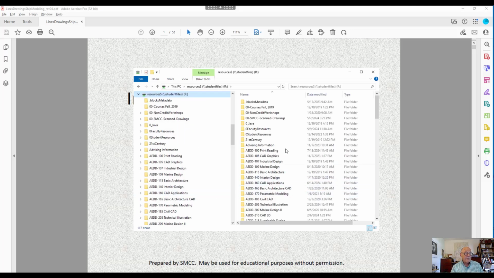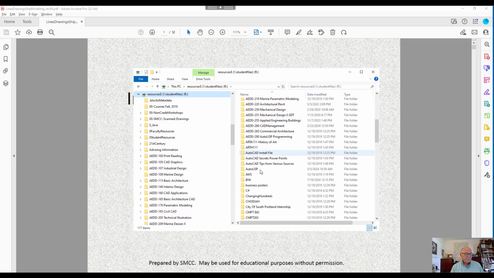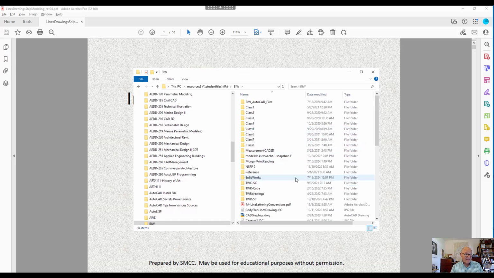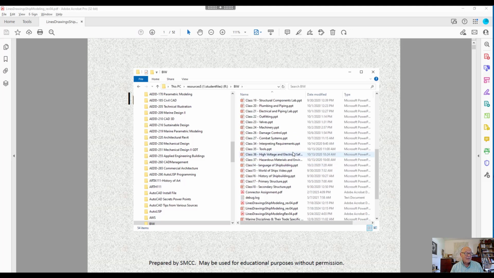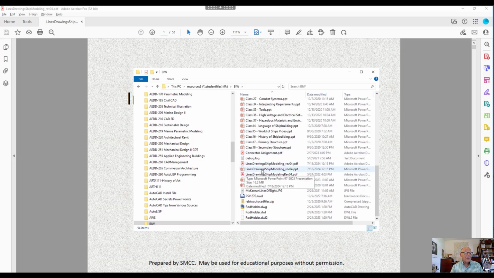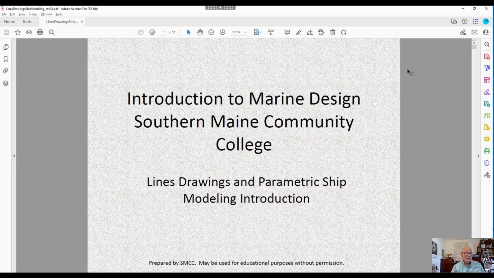When you open that up, if you scroll down, you'll find a folder called BIW. You open that up, find a number of things here. The thing you need right now is something called Lines Drawing, Ship Modeling, Rev 04. And we're going to open up the PDF file, which is what I have open. In fact, it'll tell me that it's already open since I've already got it open. So it looks like this.